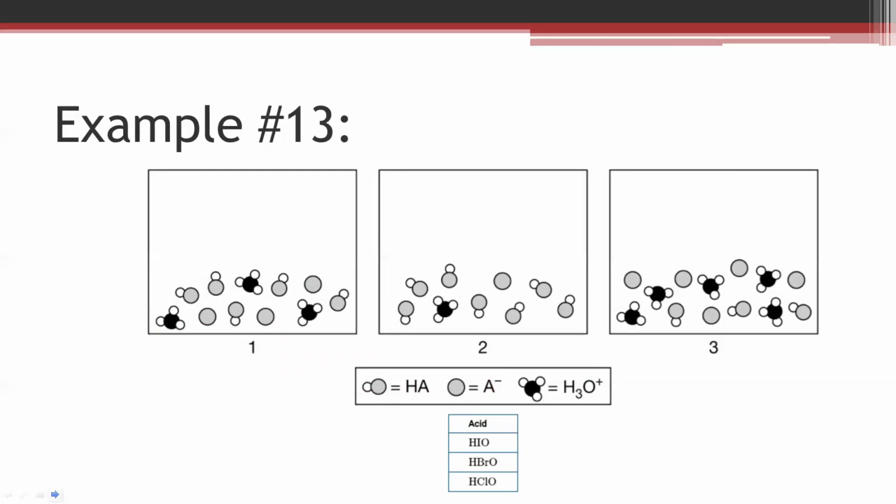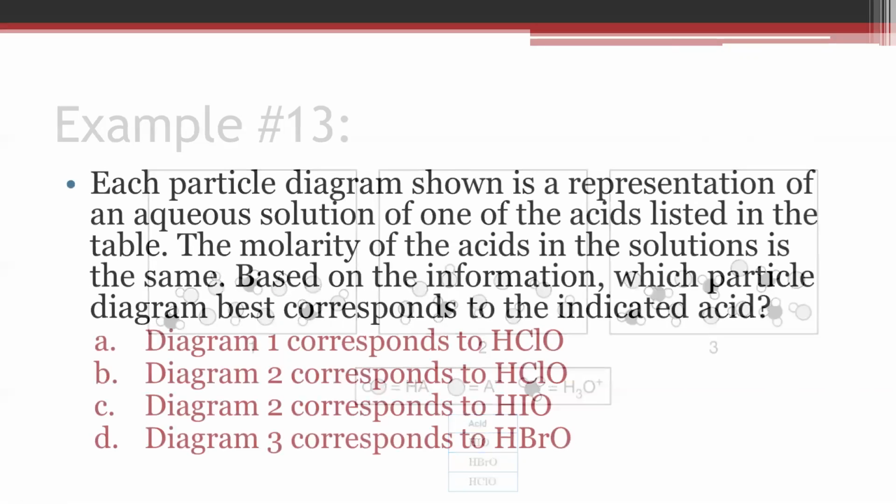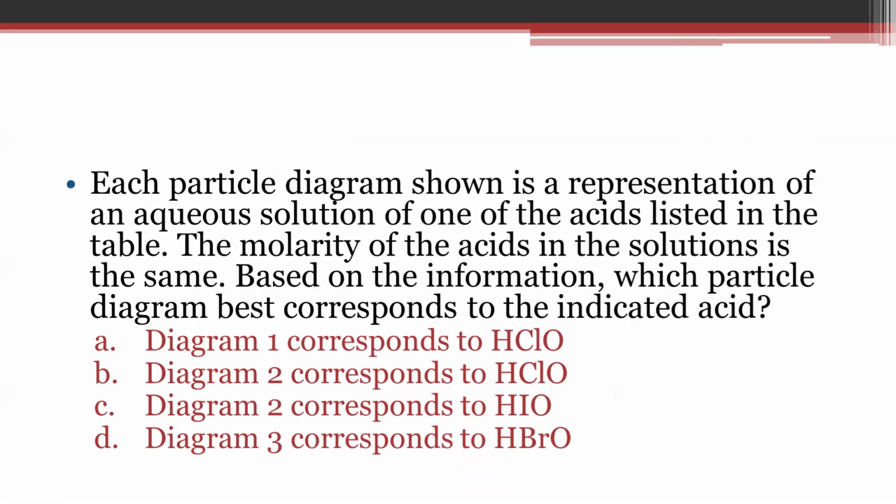We have 3 scenarios, 3 diagrams, 1, 2, and 3, with weak acid, its conjugate base, and hydronium ion. And we're comparing 3 different acids, HIO, HBrO, and HClO. HClO, you might remember from chemistry 1, is hypochlorous acid. HBrO is hypobromous acid, and hypoiodous acid for the other one. But names are not that important. Each particle diagram shown is a representation of an aqueous solution of one of the acids listed. The molarity of the acids in the solution is the same.